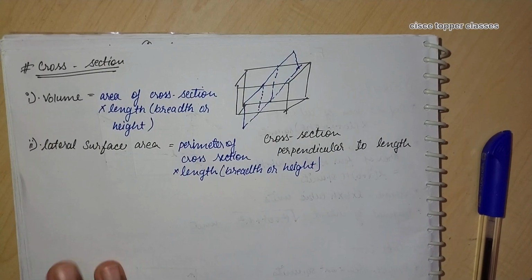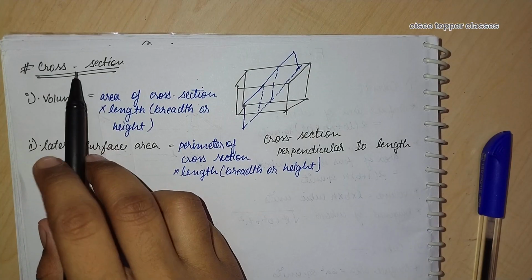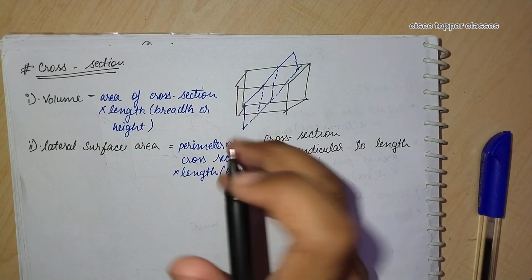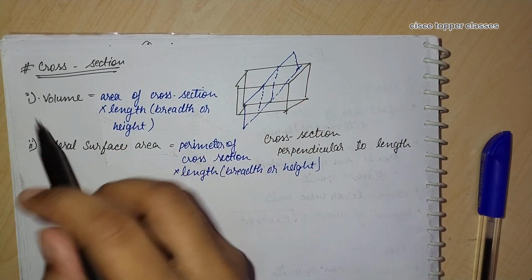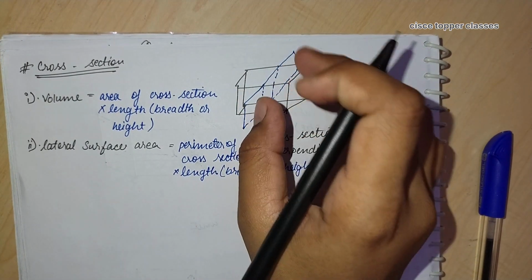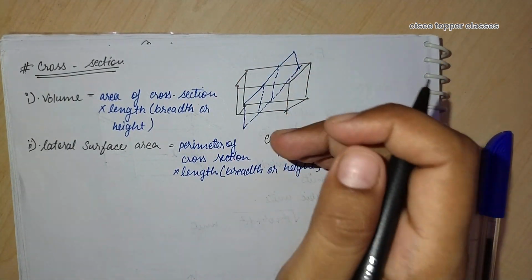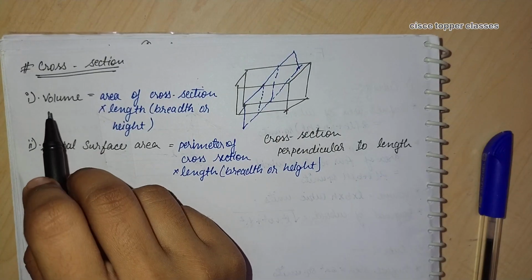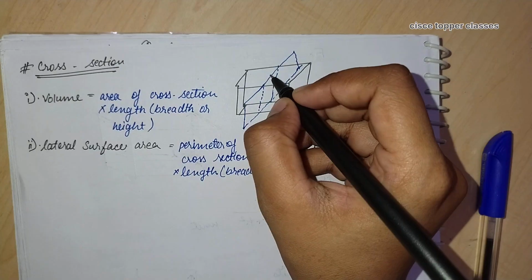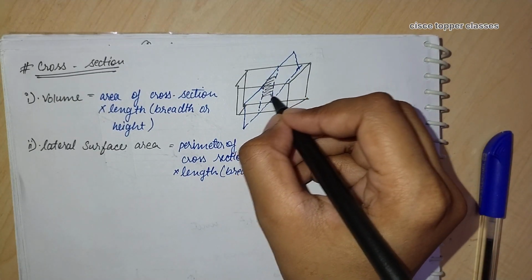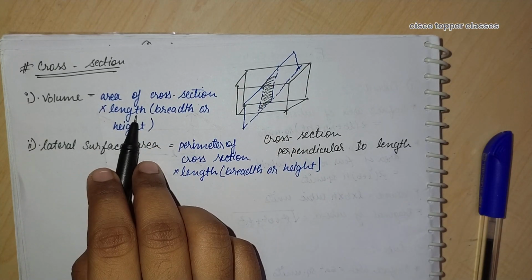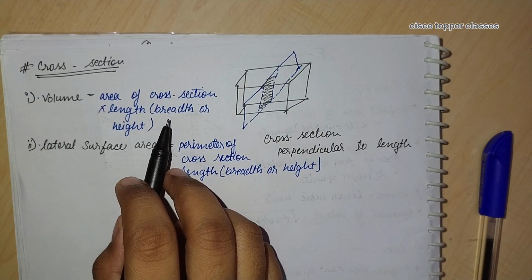Now the next concept here is cross section. Cross section means a section perpendicular to the length, height or width. If you want to find the volume of any solid body, it will be the area of that cross section, which we have drawn perpendicularly, into length, breadth or height. Any one of the dimensions we can take.